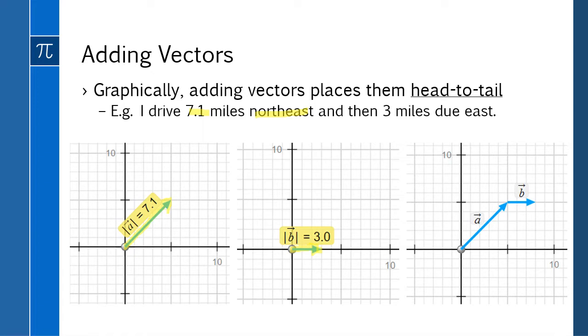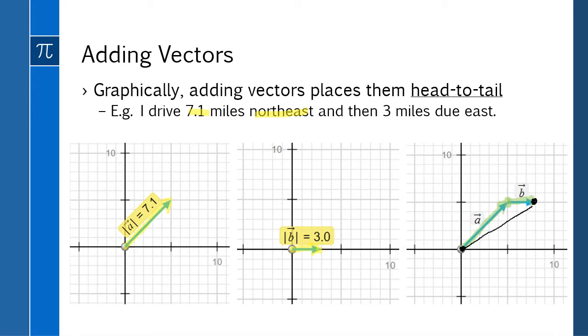But now you don't automatically reset at your starting position when you switch from going northeast to going east. So a much more realistic way of representing what actually happened on your drive is first you go the 7.1 miles northeast, and then from there you go 3 miles to the east. So your total distance of travel, your overall displacement, the point where you end up, would be from the starting point to the end of that second leg of your trip.